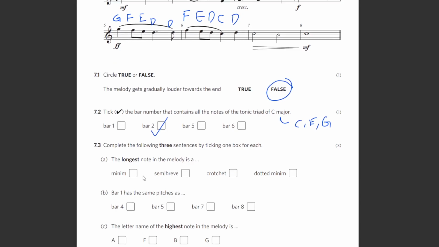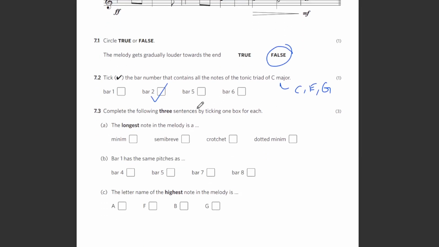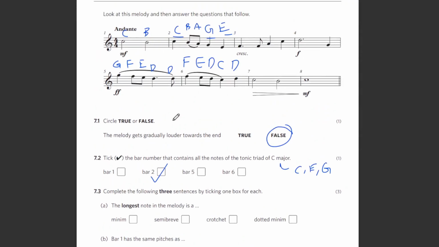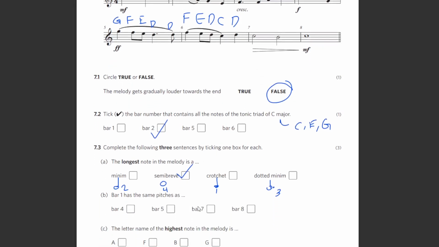Okay, moving on to 7.3, you are asked to complete the following three sentences by ticking one box for each. The longest note in the melody is, okay, so you know this is a minim, this is a semibreve, crotchet, and dotted minim. So this is 1 crotchet beat, this is 2 crotchet beats, this is 3 crotchet beats, this is 4 crotchet beats. So this one is the longest. Let's check whether they are semibreves. Yes, I see in bar 8. So the longest note is the semibreve.